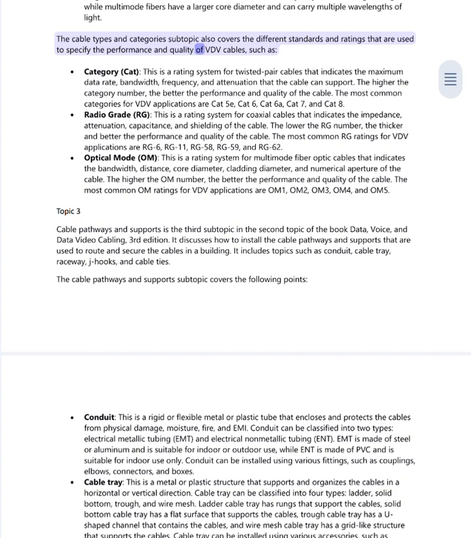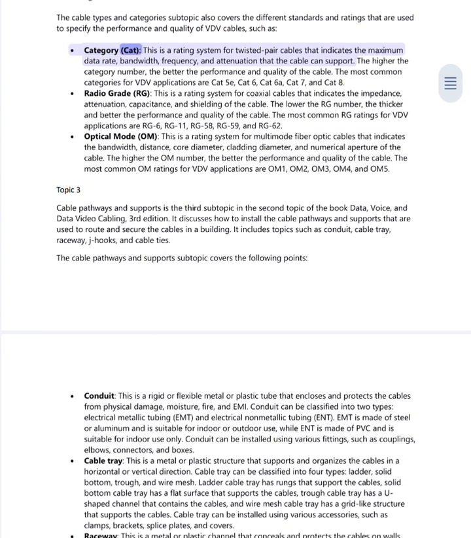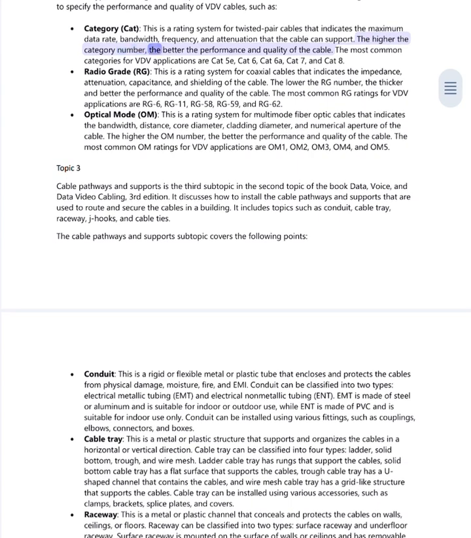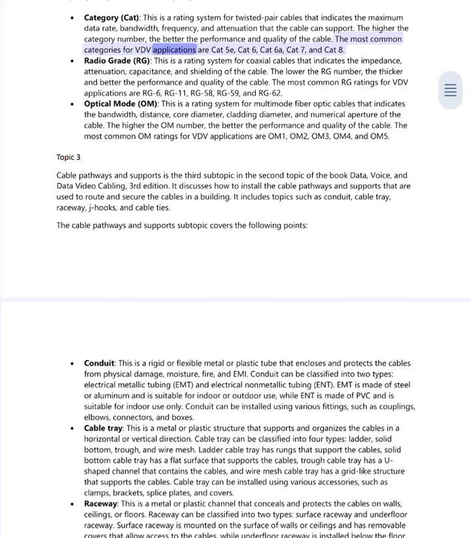and quality of VDV cables, such as Category, CAT. This is a rating system for twisted pair cables that indicates the maximum data rate, bandwidth, frequency, and attenuation that the cable can support. The higher the category number, the better the performance and quality of the cable. The most common categories for VDV applications are Cat5e, Cat6, Cat6a, Cat7, and Cat8.